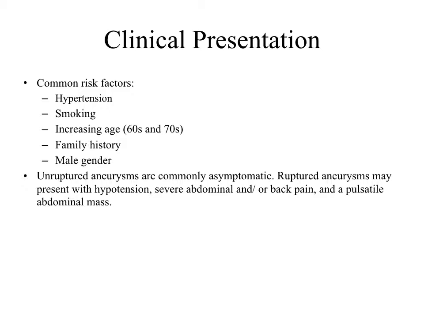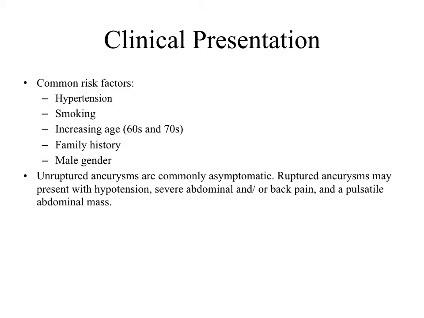Most common risk factors for AAA include hypertension, smoking, males, increasing age, and family history. Other common causes include connective tissue disorders such as Marfan's and Ehlers-Danlos syndrome, which you'll see typically in your younger patients. Unruptured aneurysms are commonly asymptomatic and often found accidentally during imaging for unrelated causes.